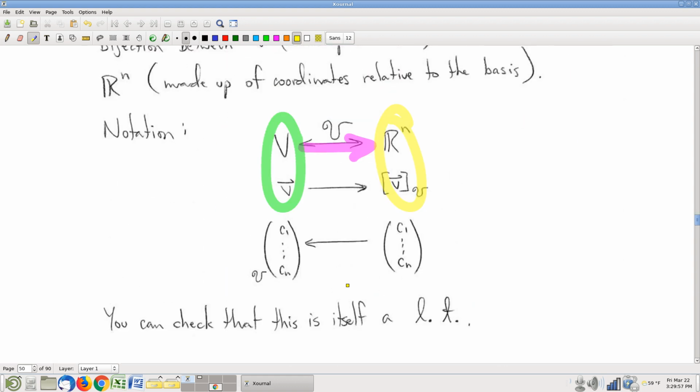By the way, let me come back over to here and talk about a notation before I get to that last thing. Notice that the basis, the thing that we're using to convert a vector into a list of coordinates, the notation that we're using is square brackets, with the basis as a subscript on the right.